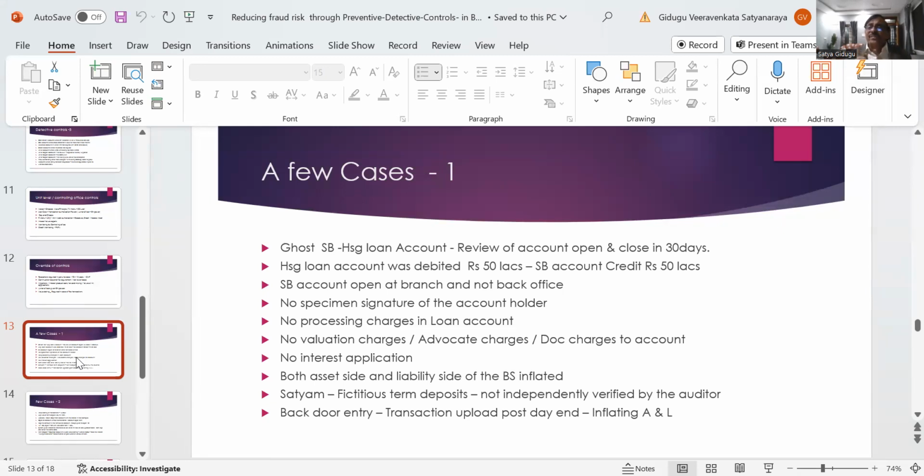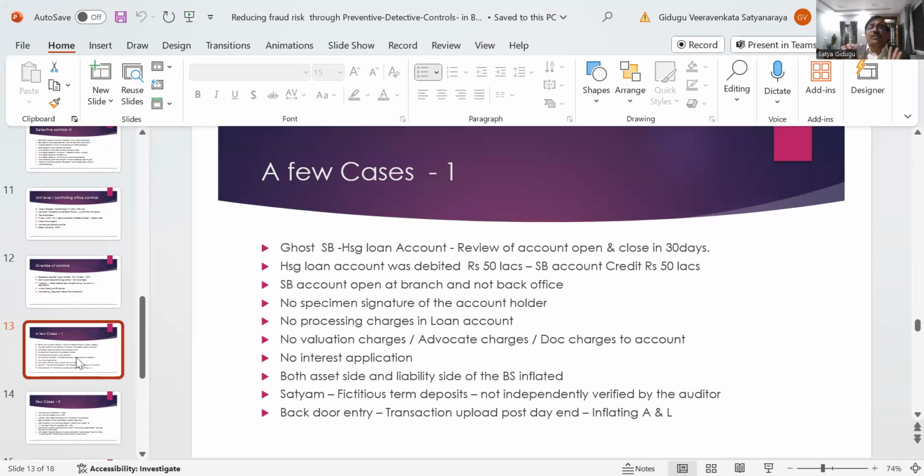And a dummy housing loan was opened with Tejal Joshi. He disbursed 50 lakhs, debited 50 lakhs in the housing loan and credited it into the SP account. The account was opened and closed in 30 days. I saw that the SP account was closed and the housing account was closed. No interest was applied on the housing loan.